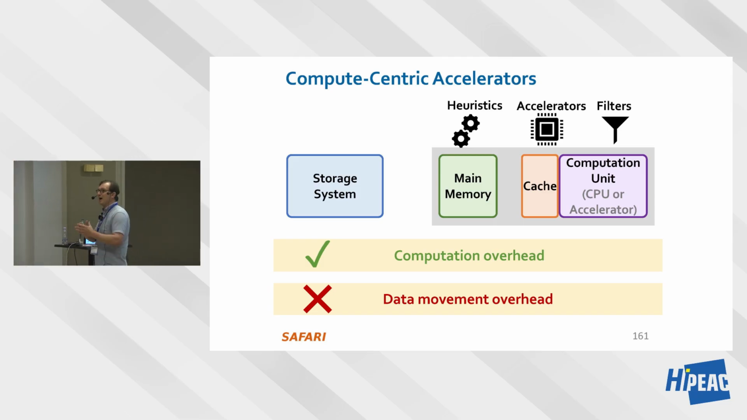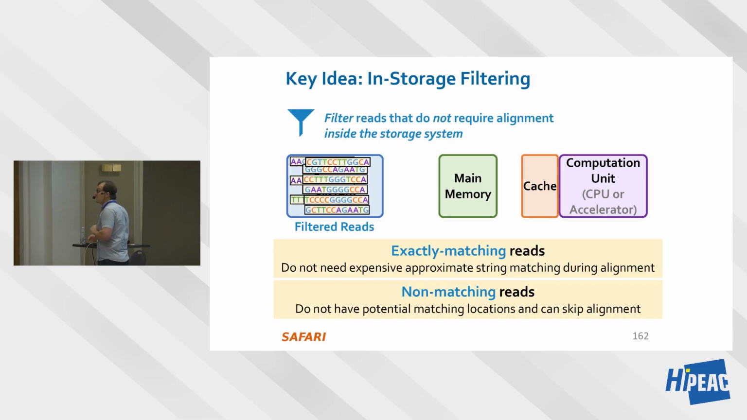This is basically Amdahl's law, right? If you fix one of the overheads, the other overhead becomes dominating. So we wanted to tackle this data movement overhead, especially from the storage system.